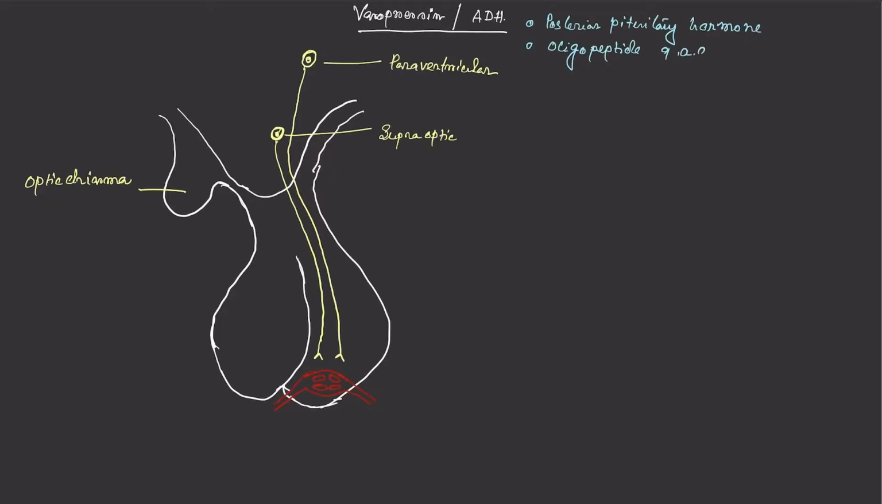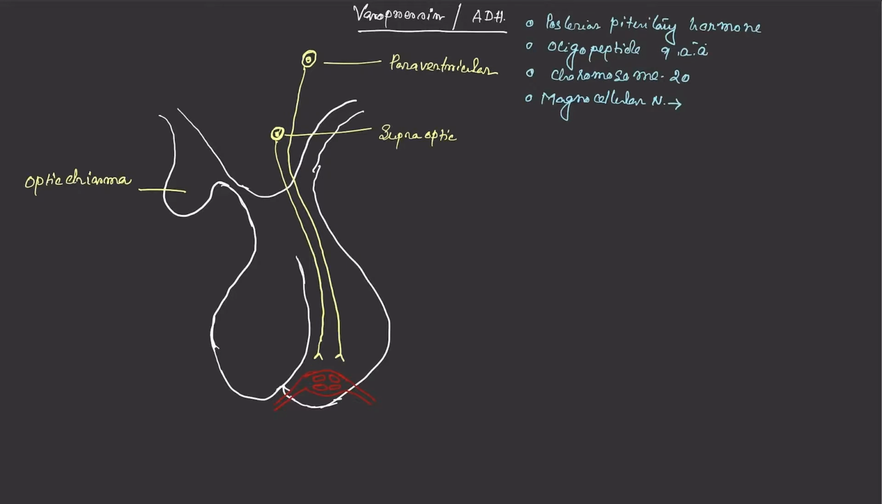The gene for ADH synthesis is located at chromosome number 20. It is synthesized by the magnocellular neurons of the supraoptic nuclei and also the paraventricular nuclei of the hypothalamus, the major source being the supraoptic nuclei. It is synthesized at the cell body of the magnocellular neurons, and those are transported to the nerve terminals located at the posterior pituitary for storage.